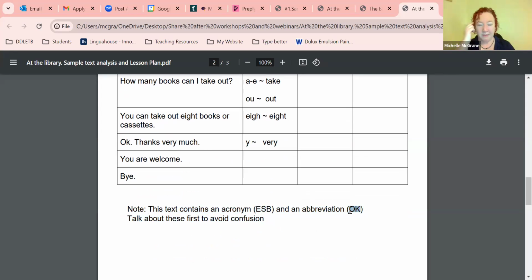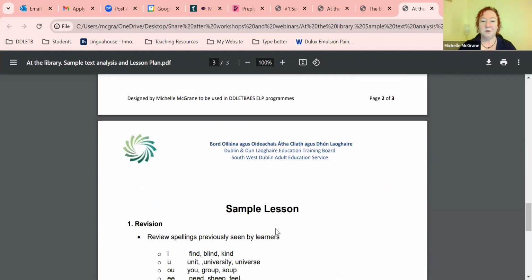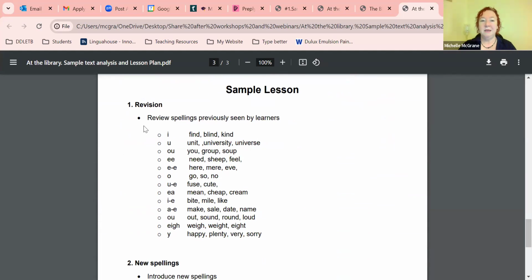So I've just noted that there to remind myself, you know, ESB, we might have to talk about what an acronym is, what an abbreviation is. And the way I conduct this lesson is saying, you remember this before. Can anybody remember sounds with this spelling for I? Learners might say something like wind. And I would say, okay, let's listen to that. Wind. That's more of an I, and we talk about that. And then I've just written down some examples here to remind myself. Because I do this quite a lot, I've got into the habit of recording which sounds we've already done.